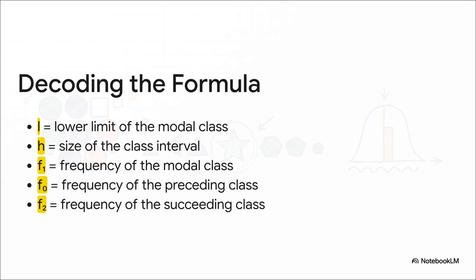Let's decode this thing. L is just the lower limit, the starting point of our modal class. So that's 4,000. H is the size of the class, which is 1,000. Easy. Now for the Fs. F1 is the frequency of the modal class itself. That's our big number, 18. F0 is the frequency of the class that comes before it, which is 4. And F2 is the frequency of the class that comes after it, which is 9. See? It's just a pattern.